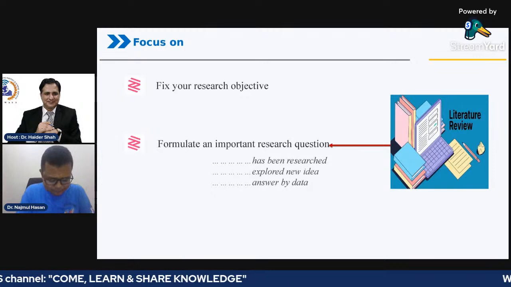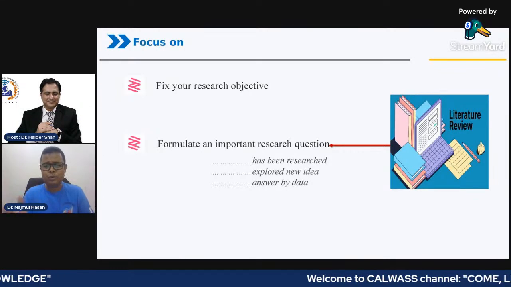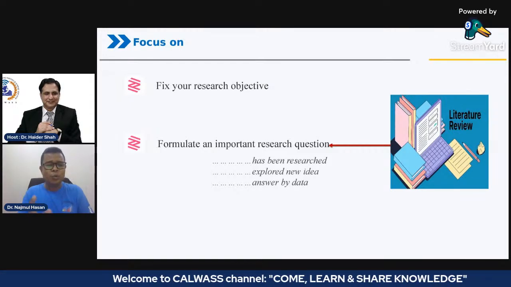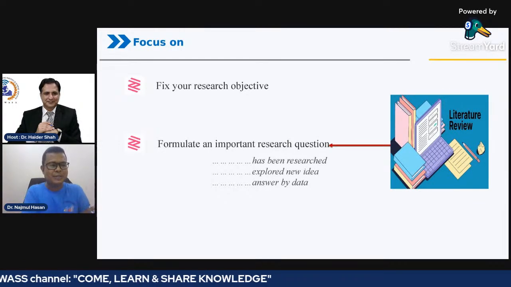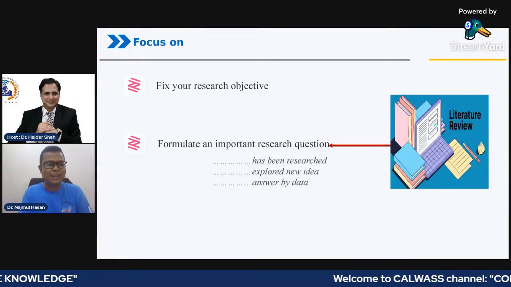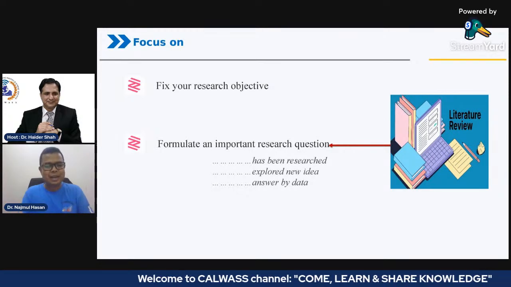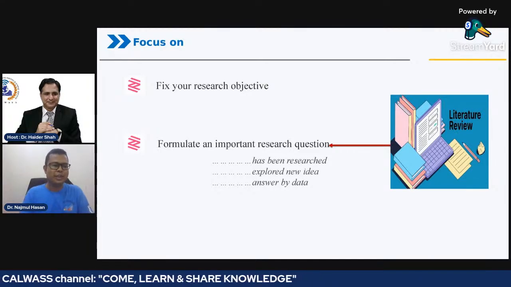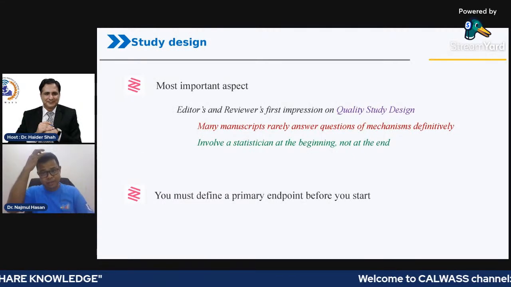So my suggestion is, to publish in a high impact factor journal, after or during your literature review you should always search what has already been researched, and the next question, what has not been explored. So two terms: what has already been researched or explored, and what hasn't. And I'm going to answer these types of questions and the research gap by collecting data in my own concrete situation, right? This is the most important factor.